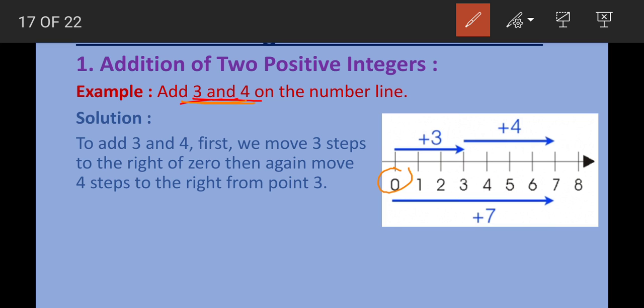So first we have to move 3 steps to the right side, as we are adding 3 to the number. So here I first jump 3 steps to the right side, so I reached plus 3. Next step is again move 4 steps towards the right side from the 3. So here it is 4 steps from 3, so we reached 7. So the result becomes plus 7.